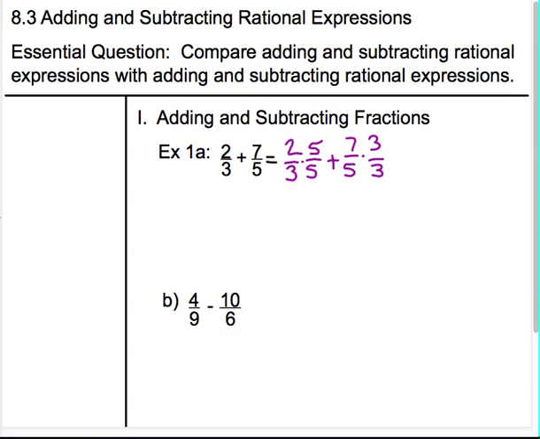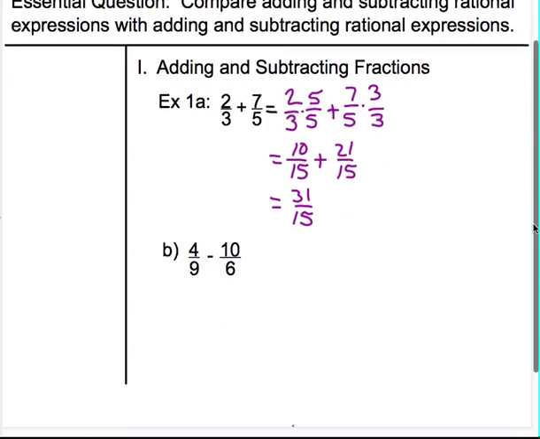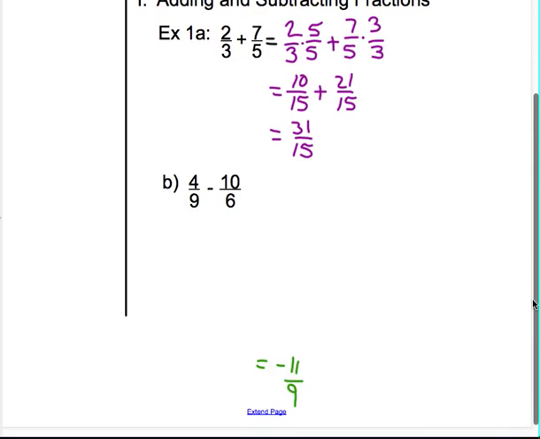Then we multiply straight across. And add your numerators. Remember, you do not add your denominators when you're adding fractions. In our second example, we have denominators with a common factor.